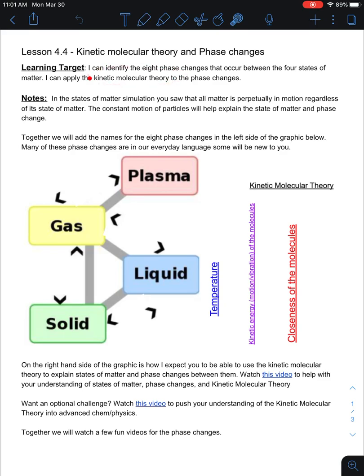Kinetic molecular theory, just a scary word for something that's actually really, really simple. If you already watched that video posted in the plan, you already know it. Kinetic energy is the energy of motion in molecules, so it's how the motion of molecules affects the state of matter that it's in. It's really that simple.